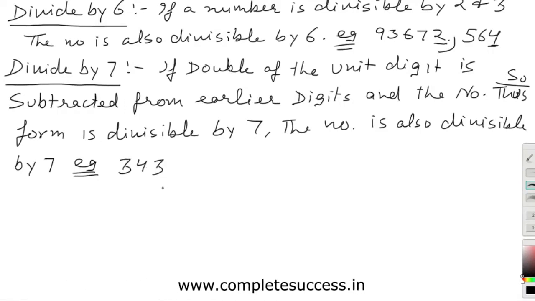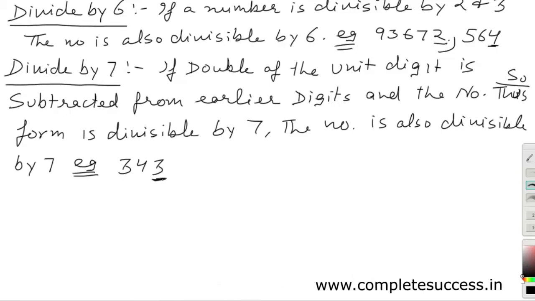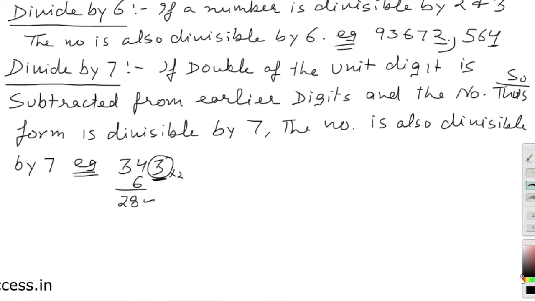343. So here, what is the unit digit? 3. What is the double of this unit digit? 6. So double of this unit digit is 6. We will subtract 6 from the earlier digits, 34. So what is 34 minus 6? Is this number divisible by 7? That means 343 is divisible by 7.